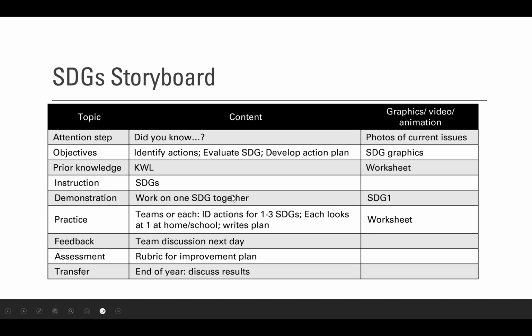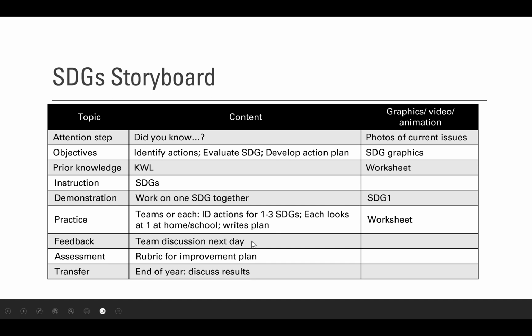We're going to work on one of the sustainable development goals together. It'll probably be SDG 1 because it's handy. And then you all will take a few minutes. Since we're a small group, we'll probably do this together to identify some actions for 1 to 3 sustainable development goals, and then each student would do those in class, in teams, or individually, and then each would look at one of those sustainable development goals at home or school and see how they're doing, and then write the plan. And we have a worksheet for that.